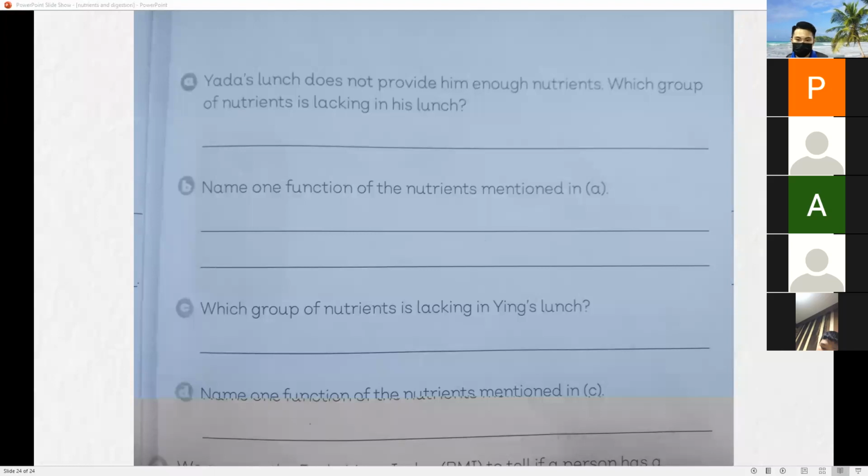Page 3 of your workbook. Two minutes. Are you finished? Are you finished?